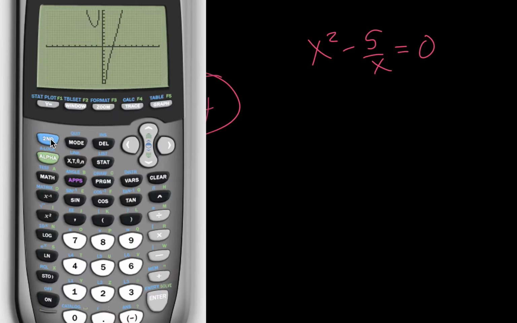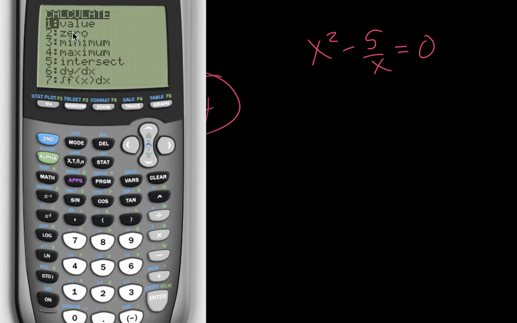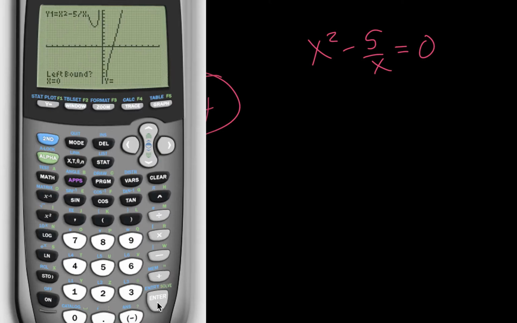It's going to be almost the same process, but we're going to go second calc. This time we're going to go to 0. Now depending on your calculator, it might say root. So root and 0 would be the same thing, but on this one we'll go to 0. And this time it asks a different question. It says left bound. So we want to click a spot that's to the left of where it crosses the x-axis. I know that's kind of weird to think about in this situation because it looks more like it's down, but we see that it is slightly left of where it crosses.